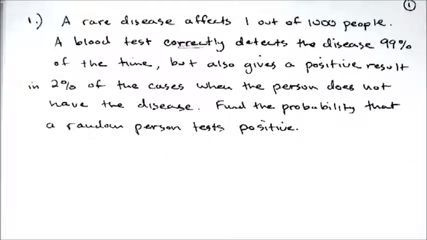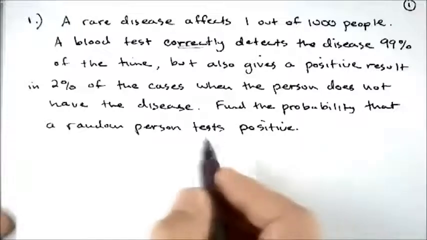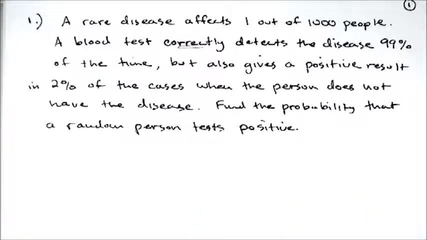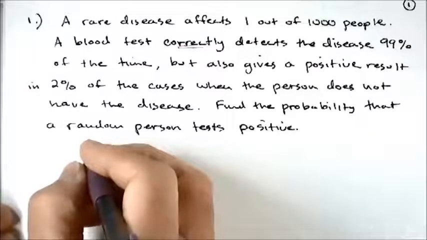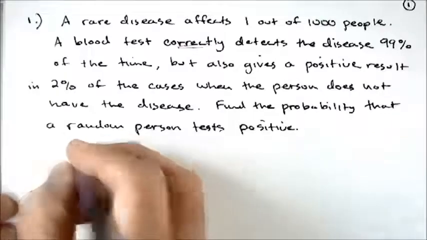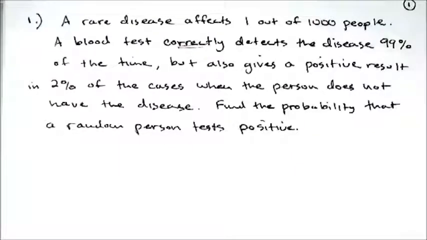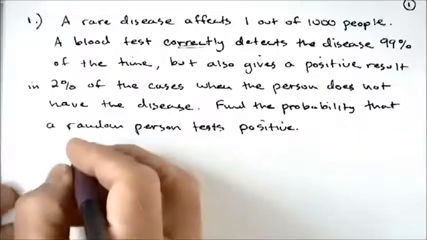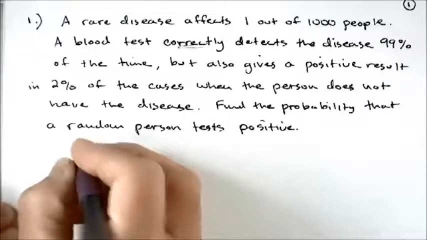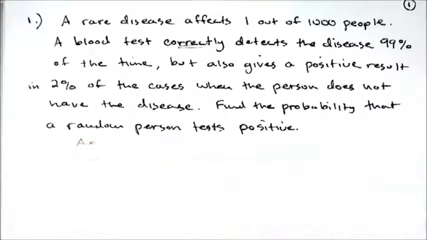So pretty good test, right? But still, let's find the probability that a random person who gets this test tests positive. All right, it'll be helpful, so we don't have to write test positive or has disease, if we just denote these. And you can do this either way. I'll use A.